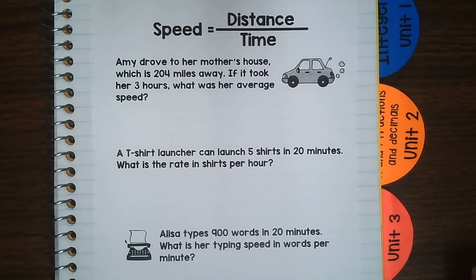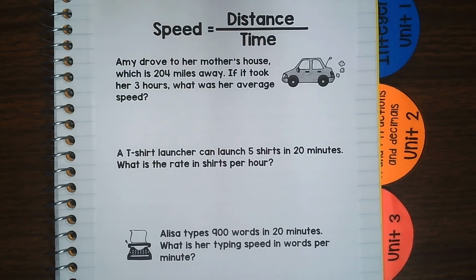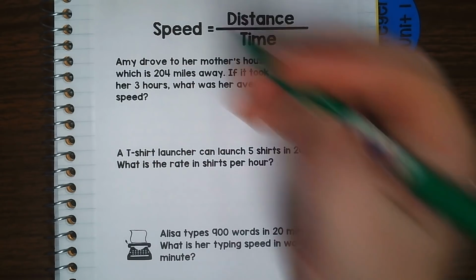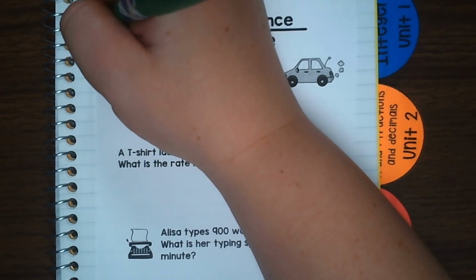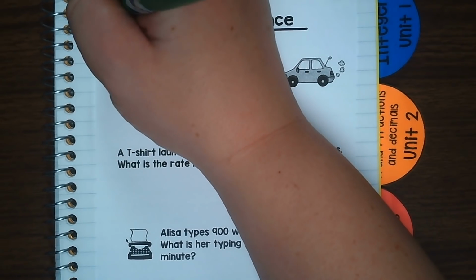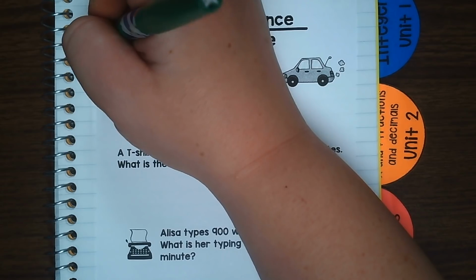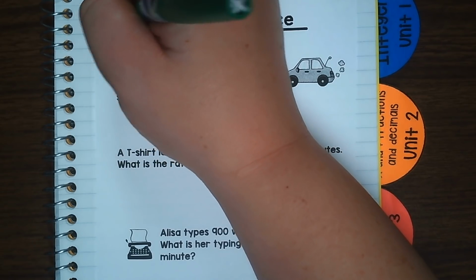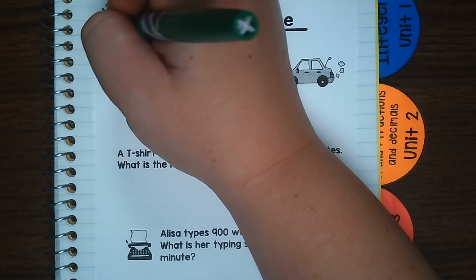The first example says, Amy drove to her mother's house, which is 204 miles away. If it took her 3 hours, what was her average speed? Okay, so the very first thing we need to remember is that time goes on the bottom. We wrote this down before. If we need to write it down again, time goes on bottom.